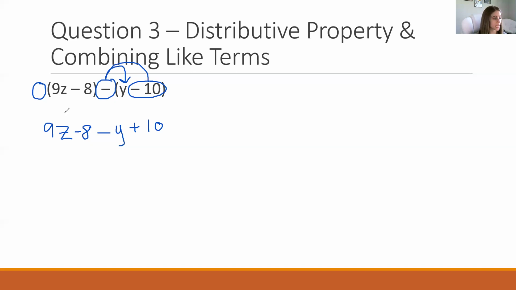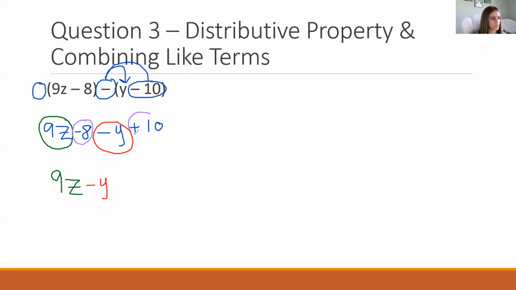All right, what like terms do we have here? We have a 9z. Are there any other like terms with a z? Nope. So we would just write it down. I like to do all my variables first to make sure nothing's missed. Right here, oops, I should change colors, shouldn't I? We have a minus y. Any other y's? Nope. Just bring it down. We have a -8. Any other constants? Any other plain numbers?